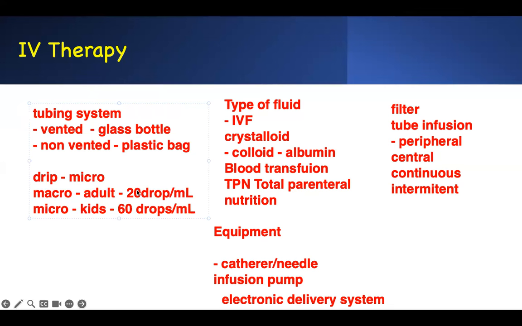Most of the time you can have 10, 15, and 20 drops per ml for adults. If they give you drops of 10 or 15, you can use it. But if they don't give it to you, it's always 20 if it's a macro in an adult. So those are the equipment that you should be familiar with and need to have available.